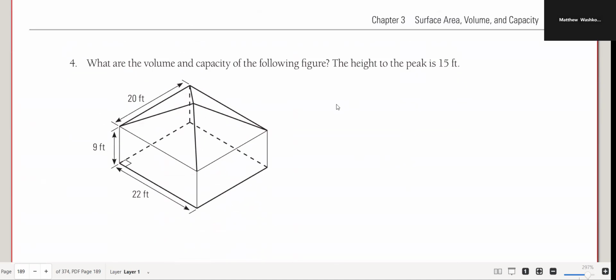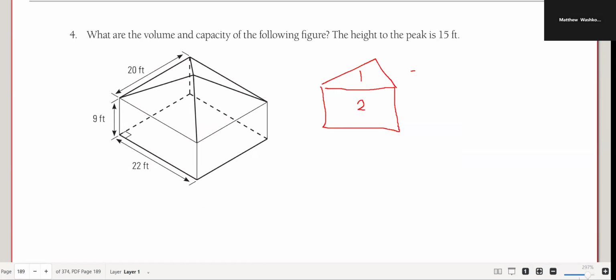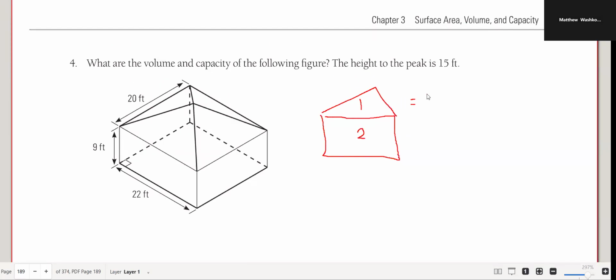Now for this one, you have a composite figure, right? You have your pyramid as the top part, and you have the rectangular prism volume at the bottom. So let's do this one here together. Starting out with your pyramid, what's that? That's 1/3 times the base, which is length times width, times the height of it. Well, shoot, what's the height? It doesn't tell me. You have to read the question.